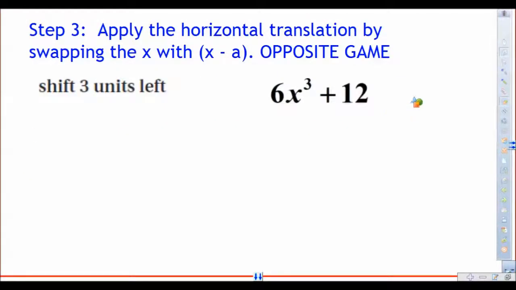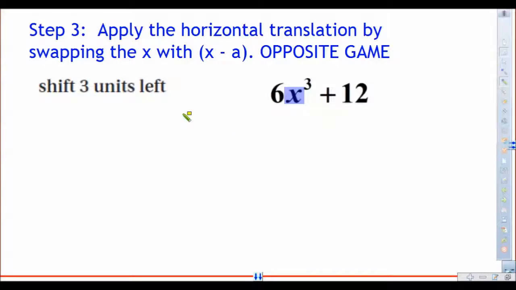To properly apply the horizontal translation, we're going to switch out the x from the newly formed function that we had with the vertical stretch, which was 6x cubed plus 12. Remember, that's from what we had before. Now we're going to swap it out with x minus a parenthesis quantity, and to do that, we're going to play the opposite game. We're going to take this x right here, and only that x, not the 3 and not the 6.